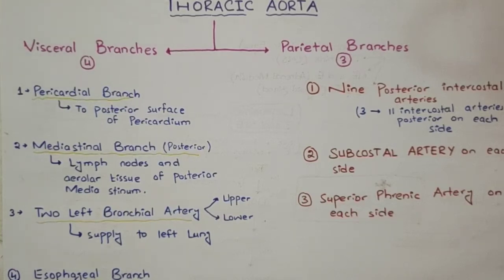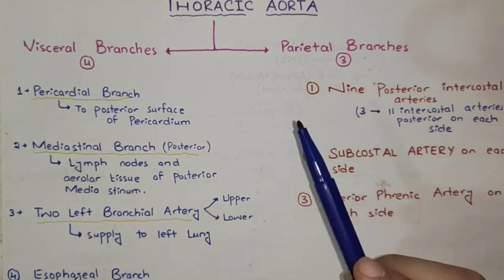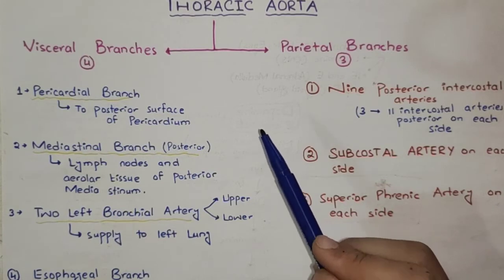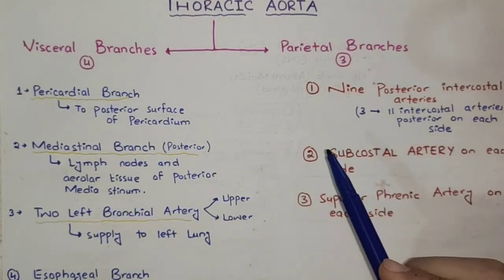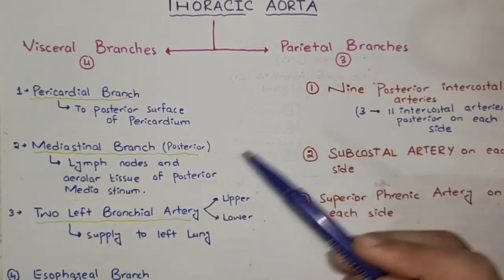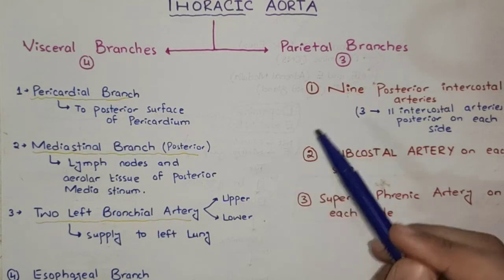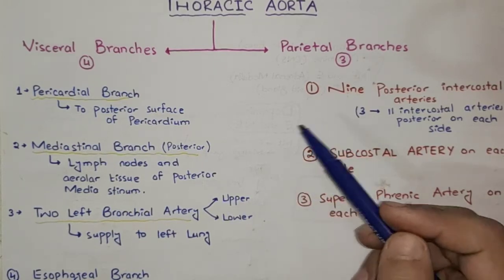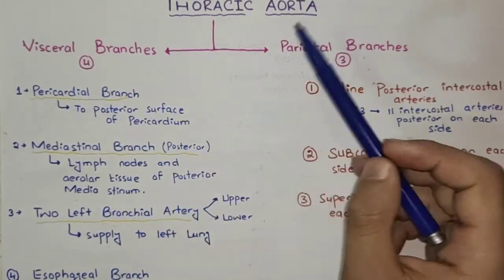Today we will discuss the thoracic aorta and its branches. As we all know, when the aorta comes out from the left ventricle, it forms the ascending aorta, then the arch of aorta. Then when it comes down, it forms the descending aorta. The descending aorta we differentiate based on its position in the thorax and abdomen into the thoracic aorta and the abdominal aorta. So we will discuss the thoracic aorta and its branches.